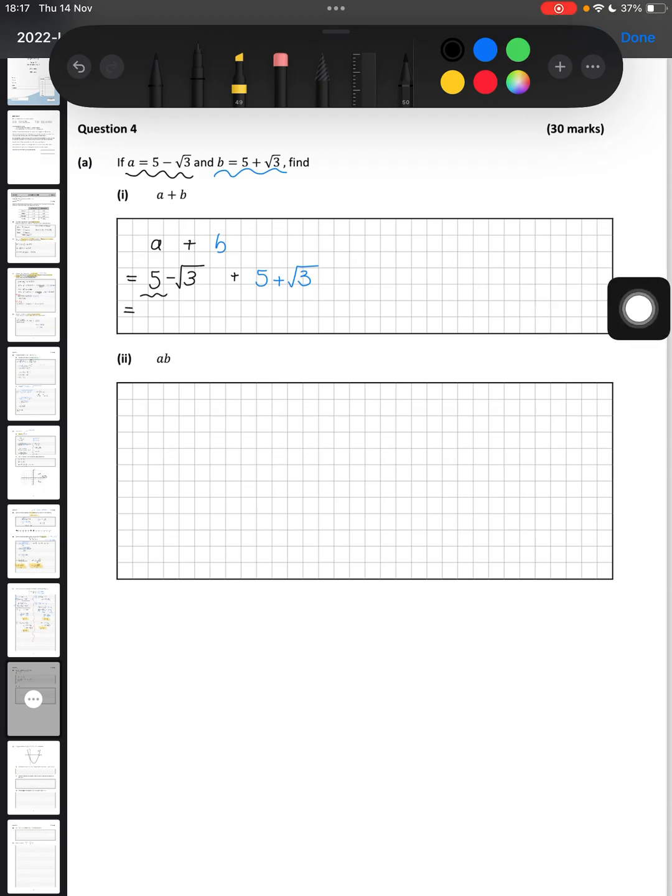Okay, add our like terms. So 5 and 5 to give me 10. And then minus square root 3 plus square root 3 goes to 0. So the answer is 10.